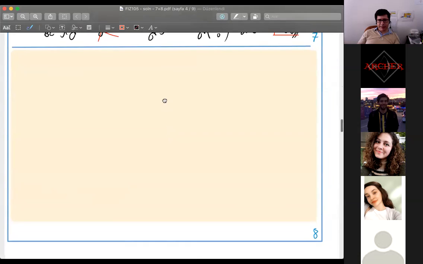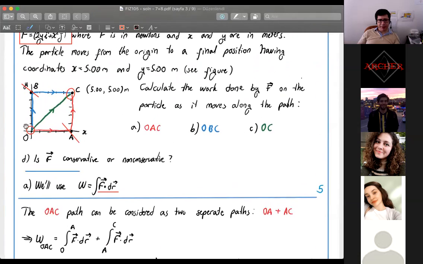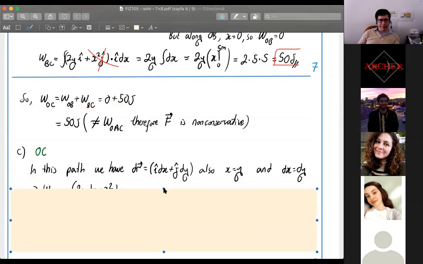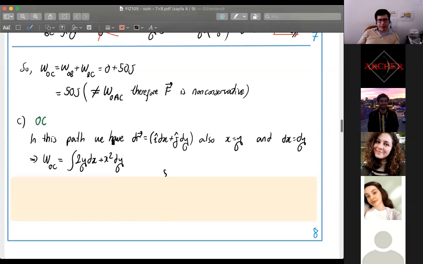Okay, now the final path directly from O to C. Let's see how it's done. Here we go. In this path, we have dr as i dx plus j dy, okay? We also have x equals y. And of course, dx is also equal to dy, okay? X equals y because, see, it's diagonal. We are moving through the diagonal. Then the integral becomes this expression, okay?